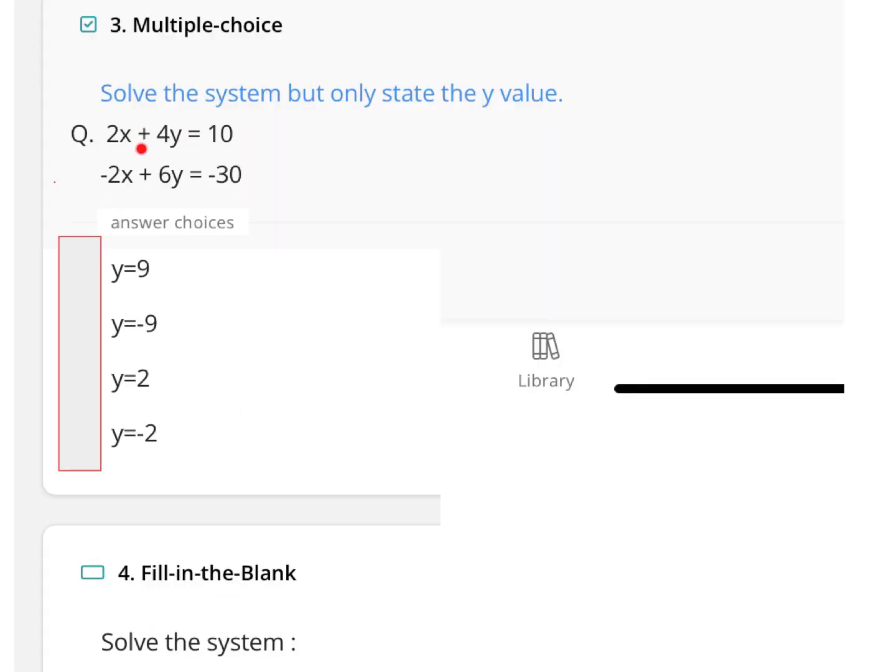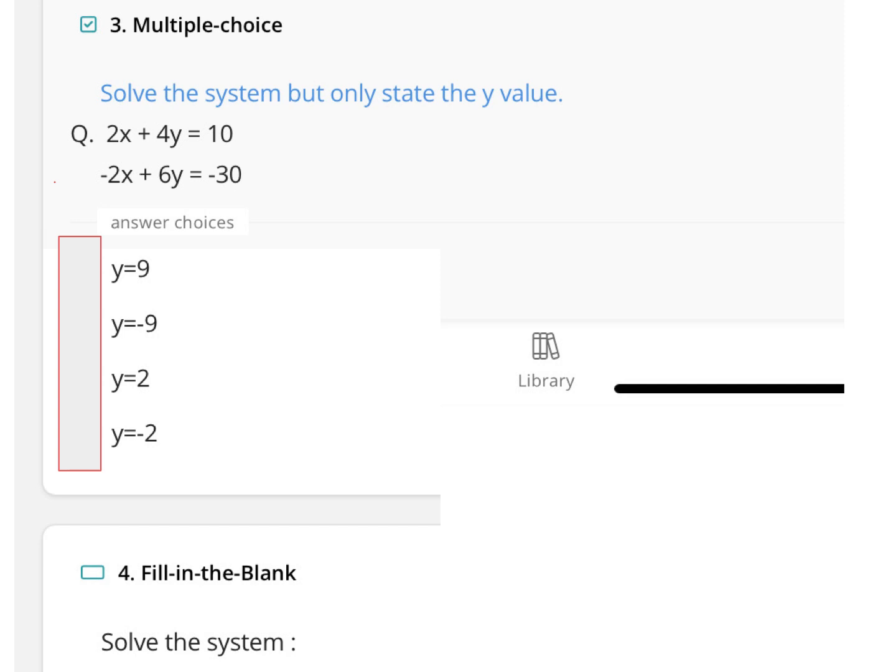All right, another system that we need to solve, but check out the instructions. It's a little different than what you're used to. It says solve the system, but only state the y value, okay? So usually when we solve a system, you solve both for x and y, and you state your answer as a coordinate, an ordered pair, an x and a y value. Right here, they only want you to state the y value, and I'll tell you why in a little bit.